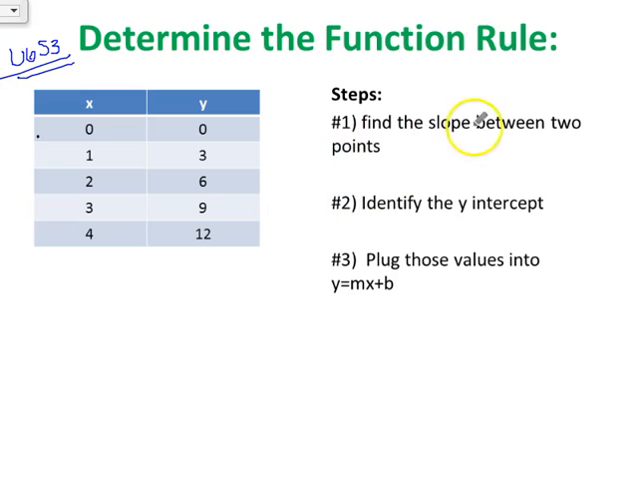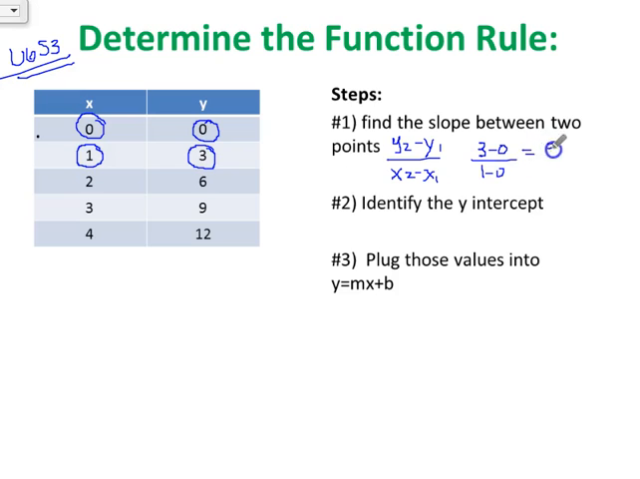So the first step is to find the slope between any 2 points. Remember, slope is your change in your y values, that's why we did this in our warm-up, over your change in your x values. So here, let's find the change from 3 to 0. That's our two y coordinates, 3 minus 0. And then let's do it for the x coordinates. So we would do 1 minus 0.